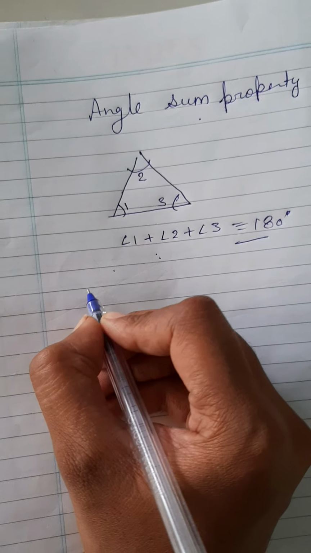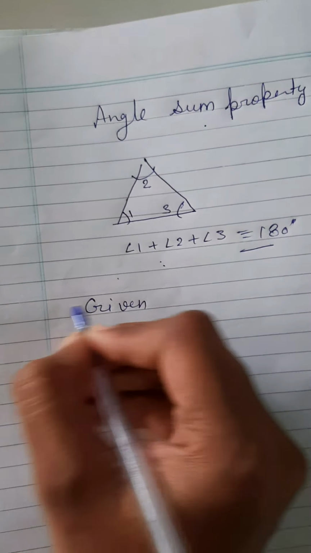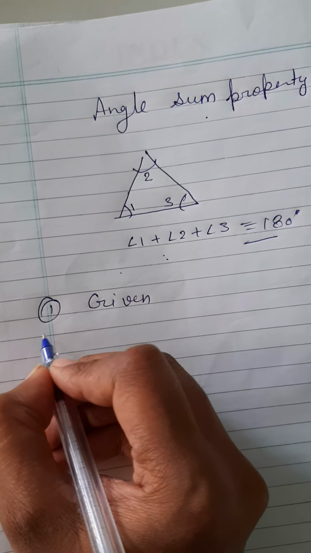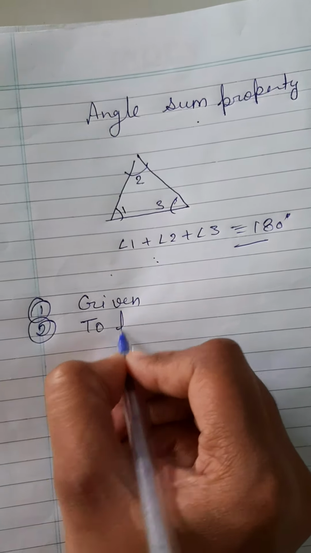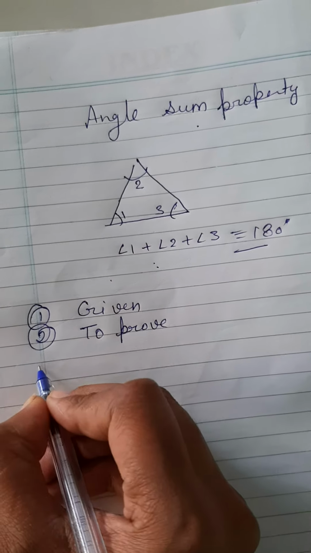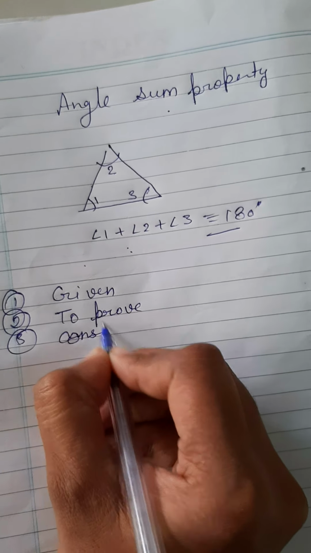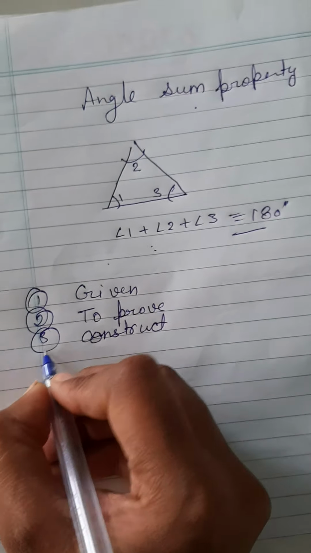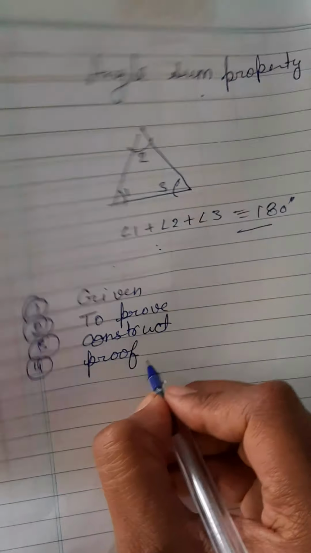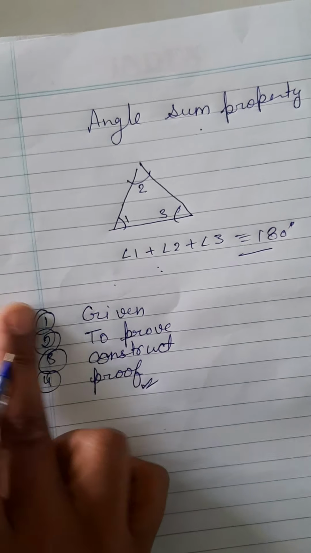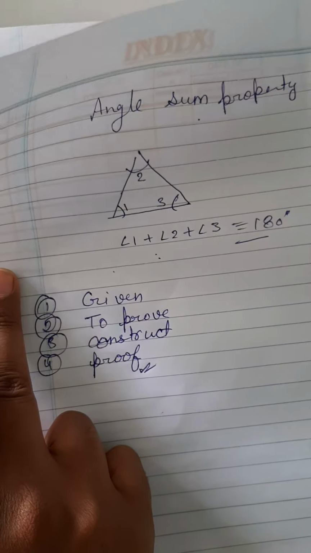Always remember, first we have to write in the theorem: given. What is the given condition? This is a step we have to follow in writing a theorem. Given, then after that we write to prove. क्या प्रूव करना होता है? Then third is construct. आप किस चीज़ को कंस्ट्रक्ट करके इसको सॉल्व कर रहे हो. Fourth, proof. कैसे प्रूफ करना होता है? This is the main answer. Okay, these four points we have to take to solve this theorem, angle sum property.